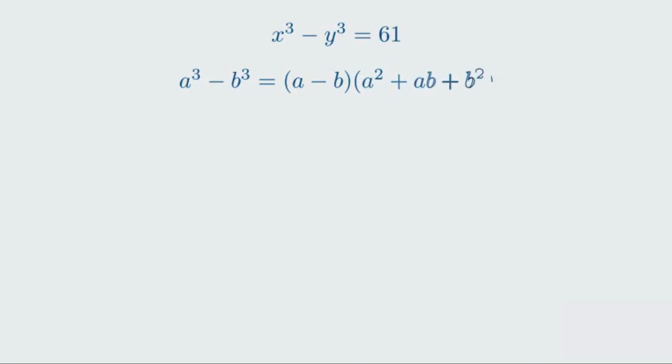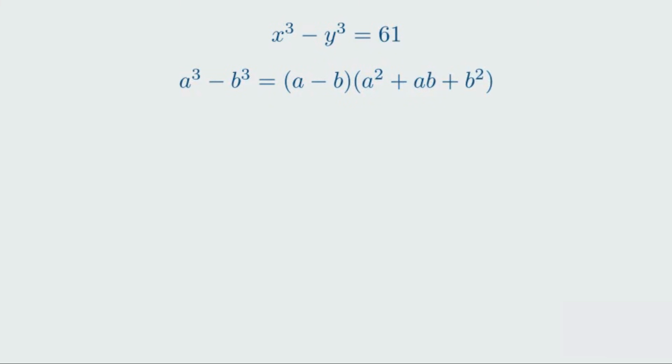Let's begin by observing our equation. We have x cubed minus y cubed equals 61. The left side is a difference of two cubes. Recall the algebraic identity for this. The difference of cubes formula states that a cubed minus b cubed equals the product of a minus b and a squared plus ab plus b squared.